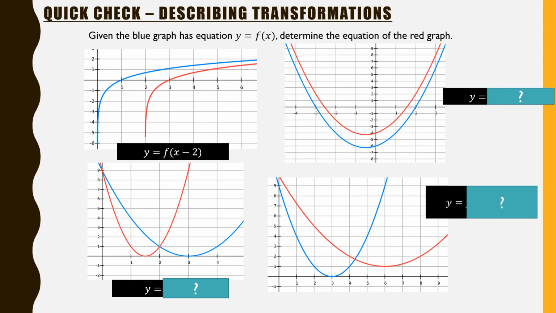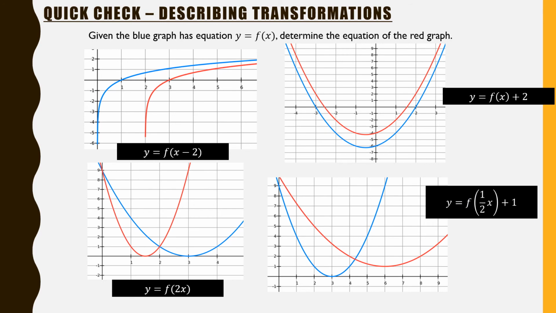So the first one is f of x minus 2, because it's been moved horizontally. This one is f of x plus 2, because it's been moved vertically upwards. This one is actually a stretch. As you can see, it's gone stretching horizontally. And remember, because it's 2, we've had to divide it by 2. And the last one, a little bit trickier, f of a half x plus 1. So I've done a stretch and a translation in that.